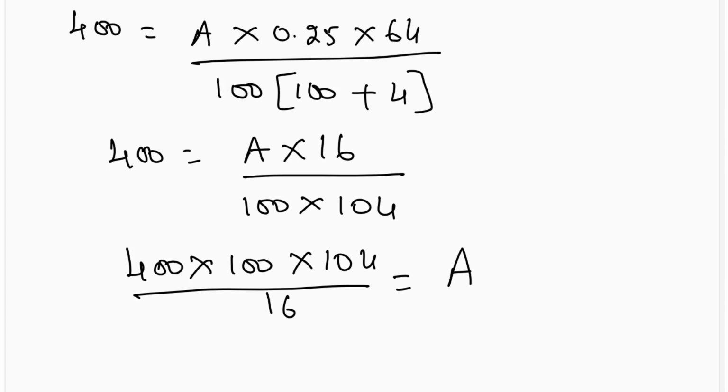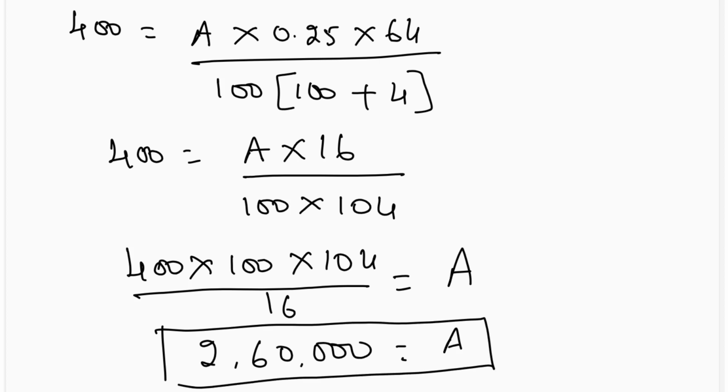If you cross multiply this, 100 into 104 will go to the left side, 16 will come to the denominator. If you simplify this, you will get 2,60,000, that will be A. So that is the face value of the bill.